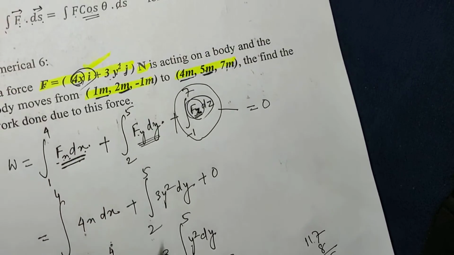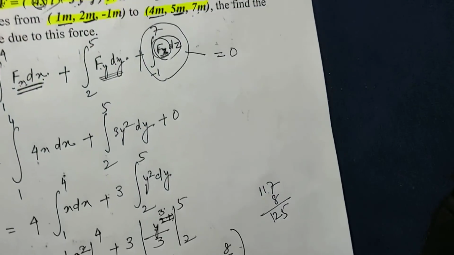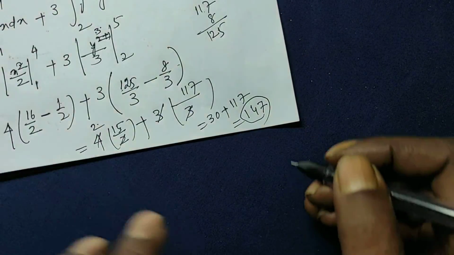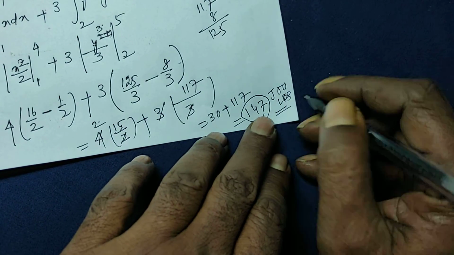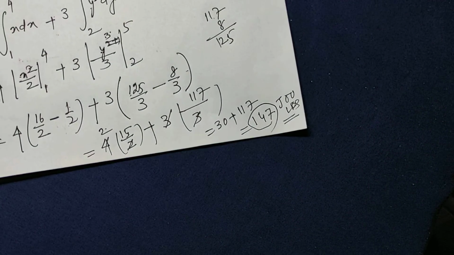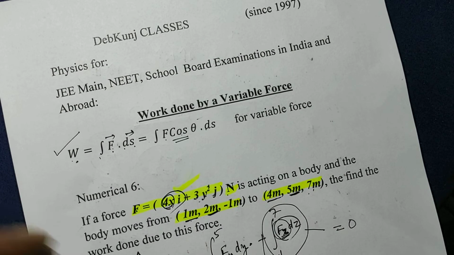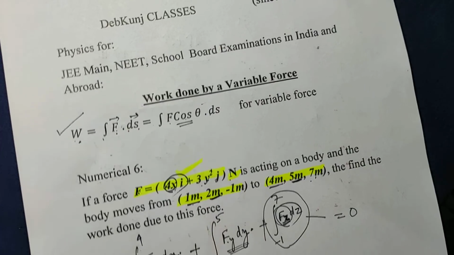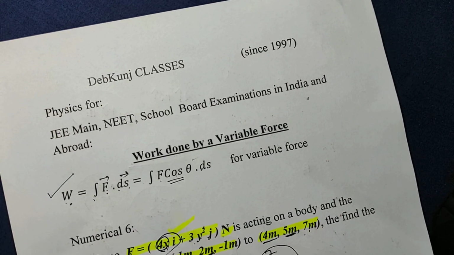Since the force was given in newtons and the position vectors were given in meters, the work done is equal to 147 joules. Okay, so I hope it is clear to you. Then we'll slowly move on to slightly more difficult problems. Then finally we'll arrive at solving numerical problems using the work-energy theorem. So that's all. Thank you.